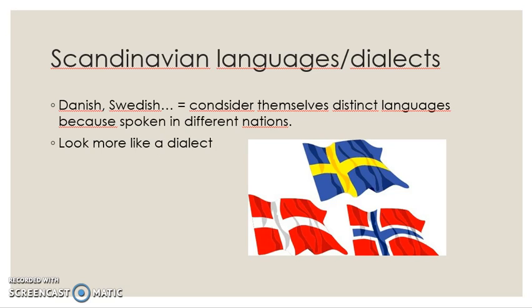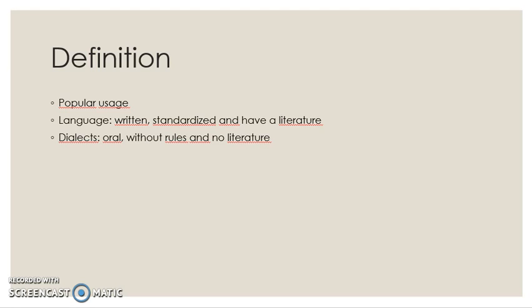So they look like one language and not just like different languages. The only way to get a definition of the terms language and dialect is in popular usage. So languages are most of the time written, standardized, and have a literature, while dialects are oral, without codified rules, and have no literature.